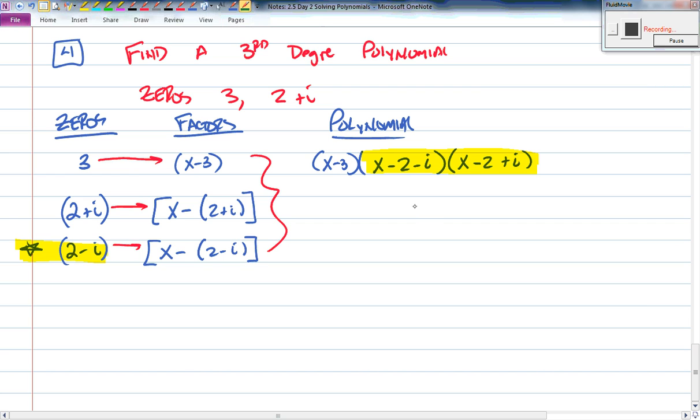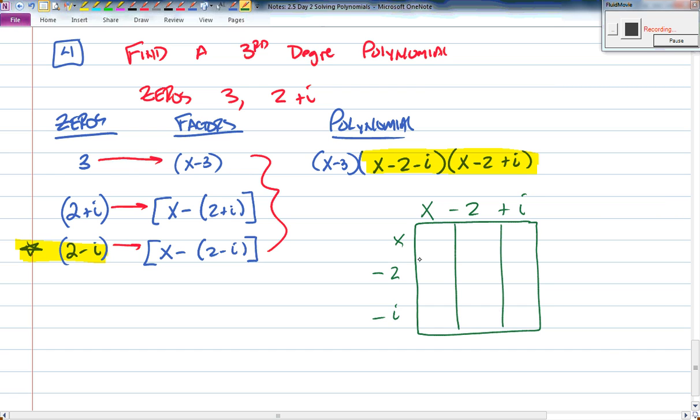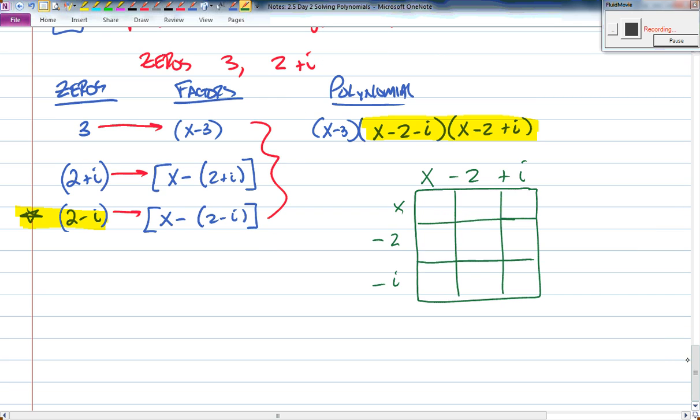For this, I like to introduce the box method. x minus 2 plus i. I want to multiply it by x minus 2 minus i. Has anyone ever seen this before? Okay. All I'm doing is distributing, except I'm doing it in a more neat way. Okay? So x times x is x squared. Negative 2x, xi. Negative 2x, positive 4.